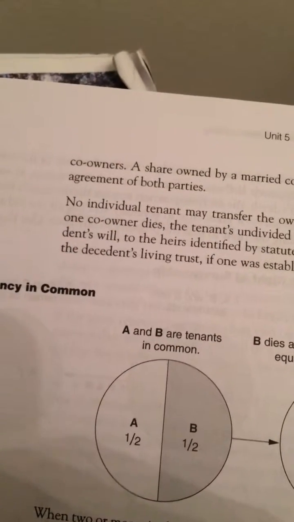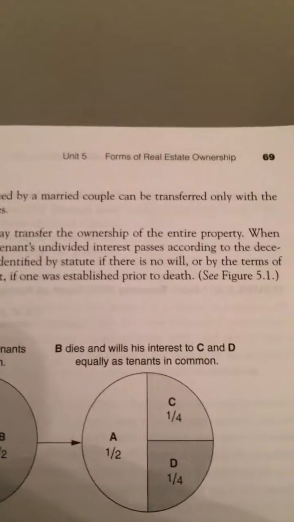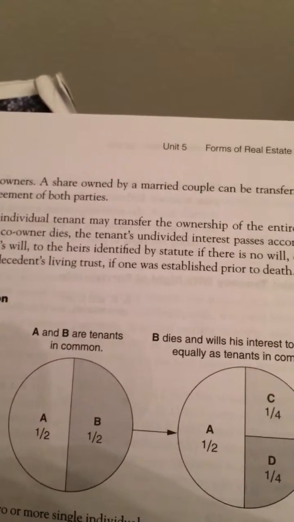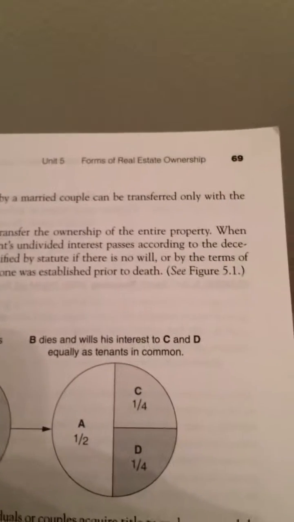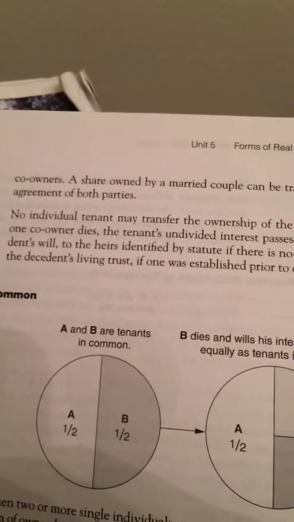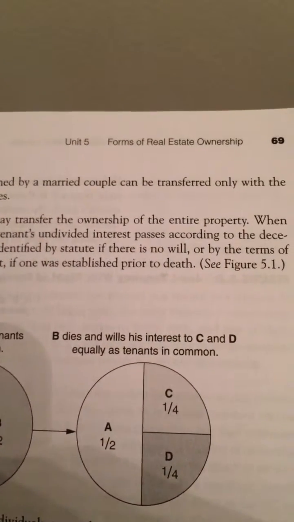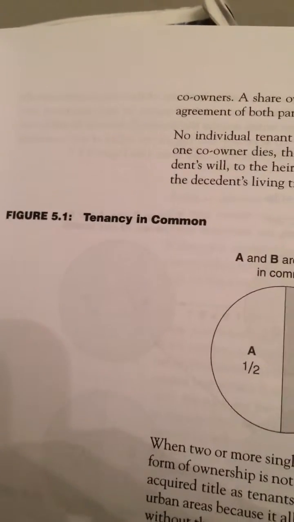When one co-owner dies, the tenant's undivided interest passes according to the decedent's will to the heirs identified by statute if there is no will, or by the terms of the decedent's living trust if one was established prior to death. See Figure 5.1.